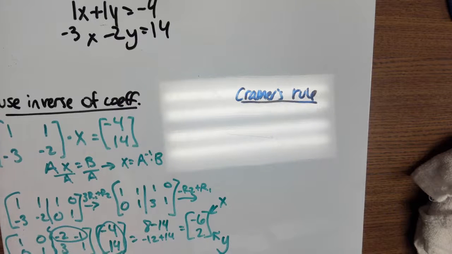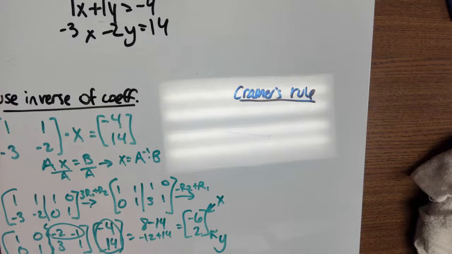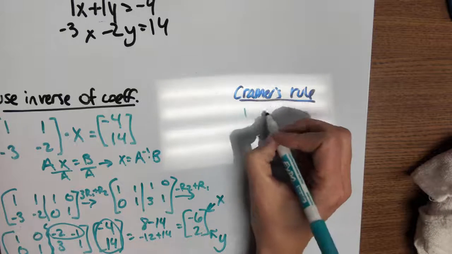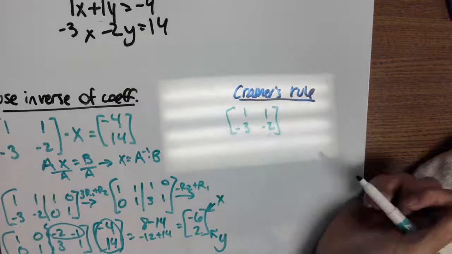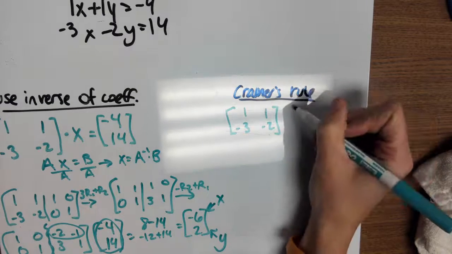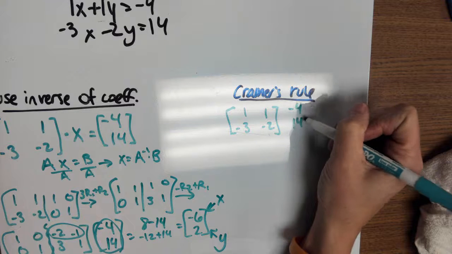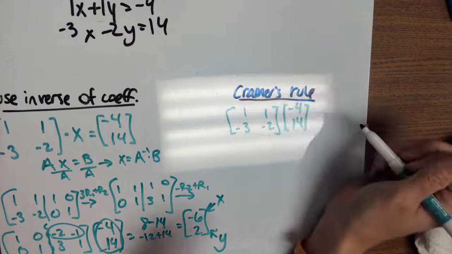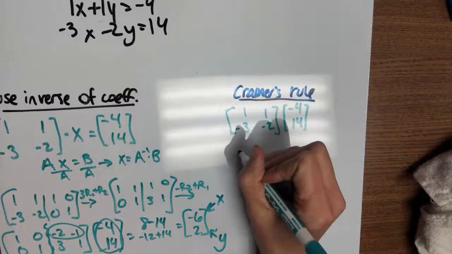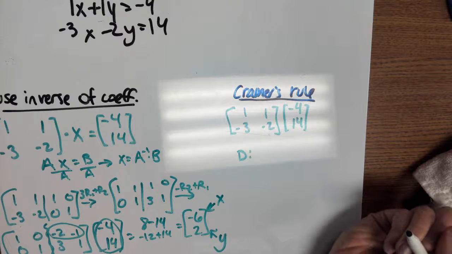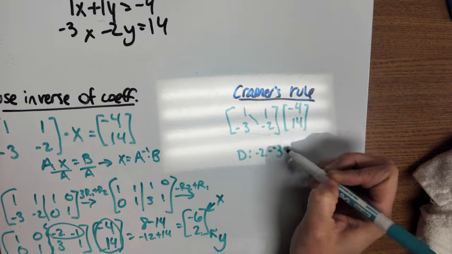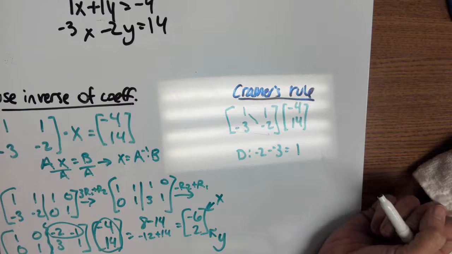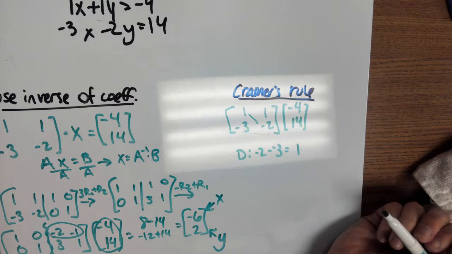The last method that we can do is Cramer's rule. We're going to start in a very similar pattern. We're going to take the coefficients, 1, 1, -3, and -2, and create a matrix with those. Then off to the side, I'm going to create another matrix with the -4 and the 14, my solutions. The first step that we always do is find our determinant. So that's what I'm going to put down here, D. We've got -2 minus -3. My determinant is 1.